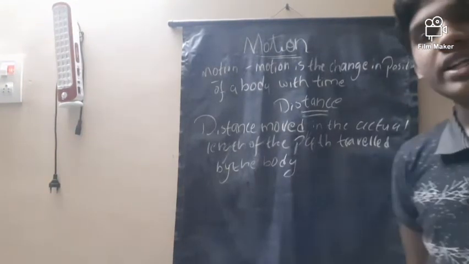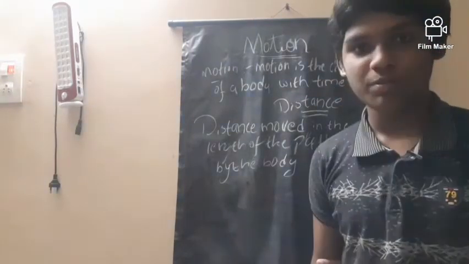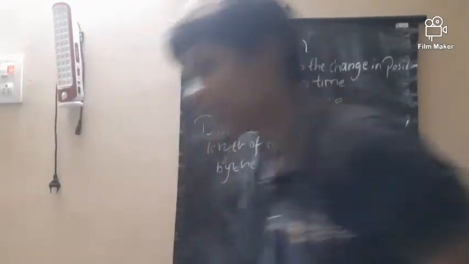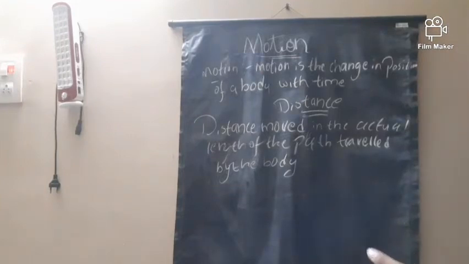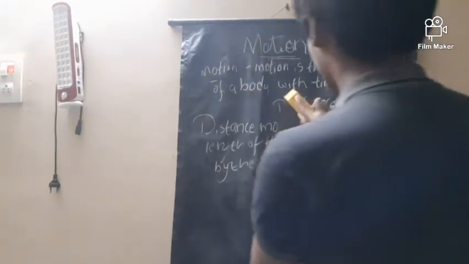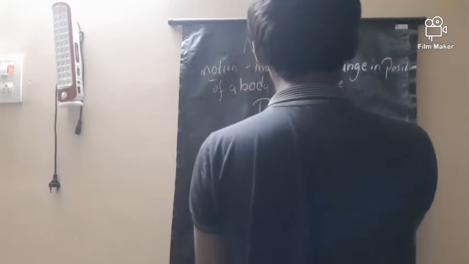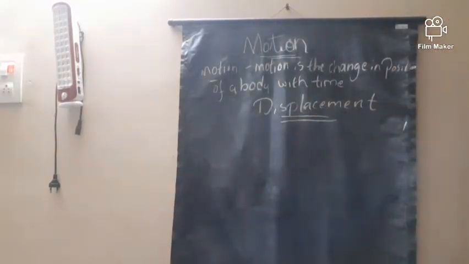Now, what is displacement? We discussed motion and distance. Displacement, what is displacement? Let us see. So write it down on a paper or any notebook, or take a screenshot. Displacement we can see with an example, then it will be clear. With one example, displacement will be clear.